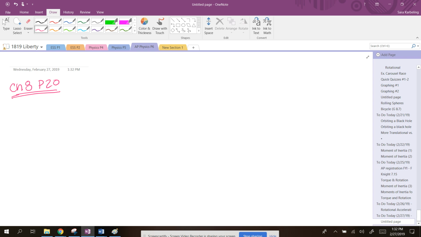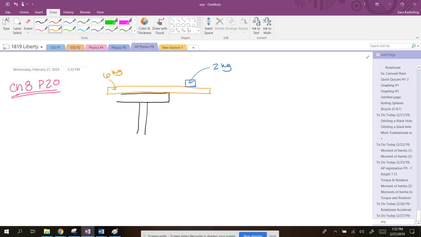So it says, I'll read it for you: a thin 2-kilogram box rests on a 6-kilogram board that hangs over the end of a table. So here's your table, and here's the board. The picture looks almost the same. I need to make it a little longer on this side, not perfectly to scale. And the box sits here. So this is a 2-kilogram box. The board has a mass of 6 kilograms. Hangs over the end of a table.